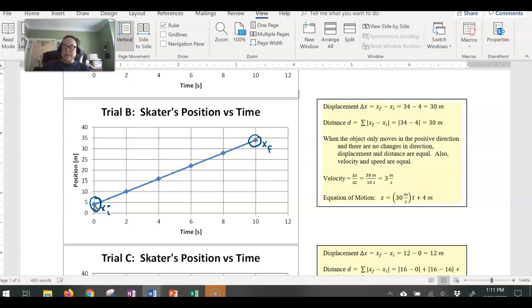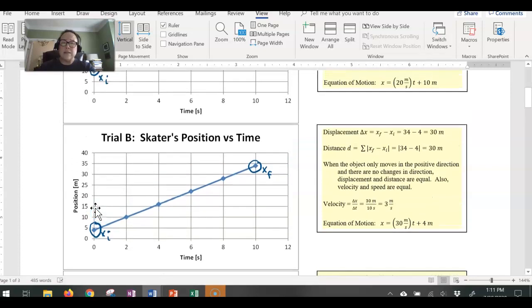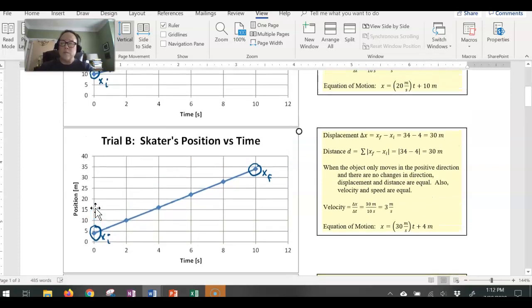The velocity in this trial is larger than the velocity for trial A. The displacement divided by the elapsed time is 30 meters divided by the 10 seconds, so the velocity here was 3 meters per second. The equation of motion is x equals the slope, which is 3 meters per second, times the elapsed time, plus 4 meters.